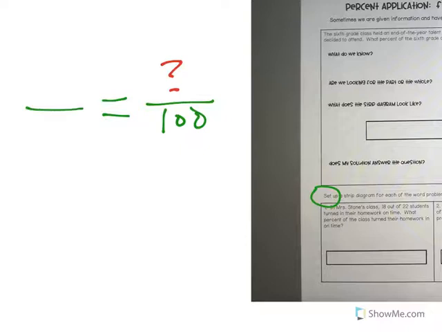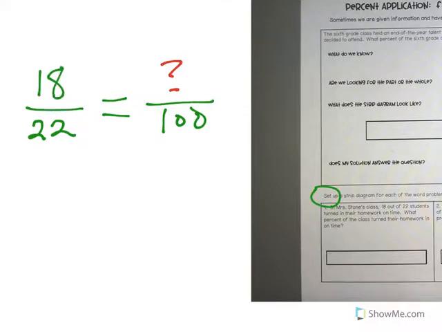Let's keep going. Okay, let's look at number 1 right here. Mrs. Stone's class had 18 out of 22 students turn in their homework. What percent of the class turned in their homework? Okay, the question again here is percent. So I know that's going to be over 100. Now, what's the total of her students? How many total or whole does she have? Well, a total of 22 students over 18.